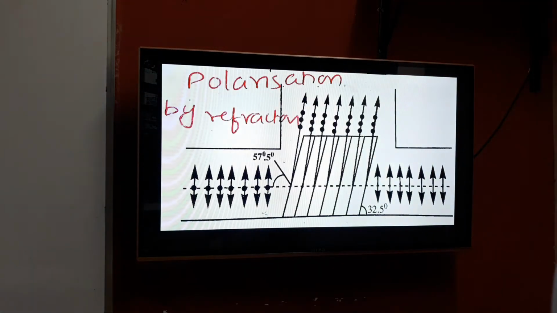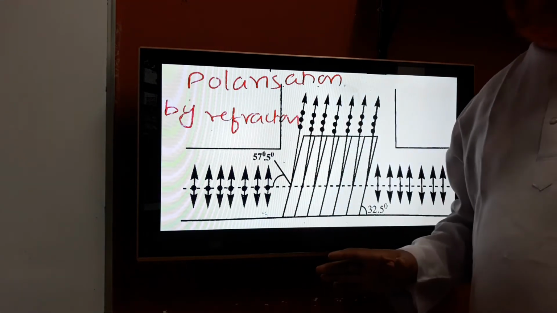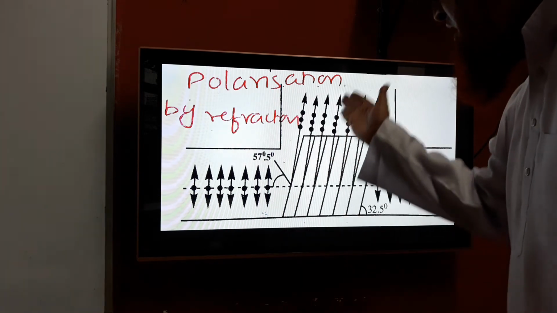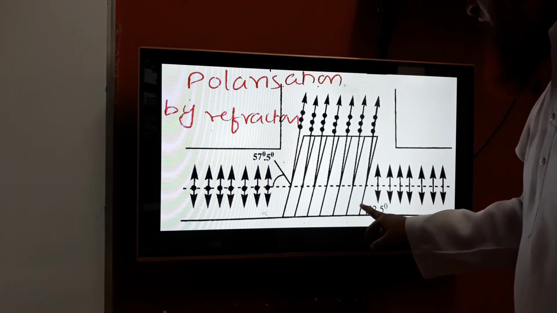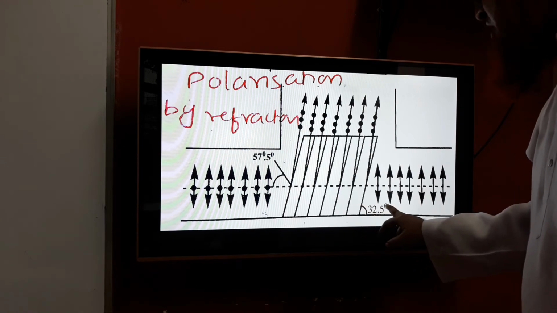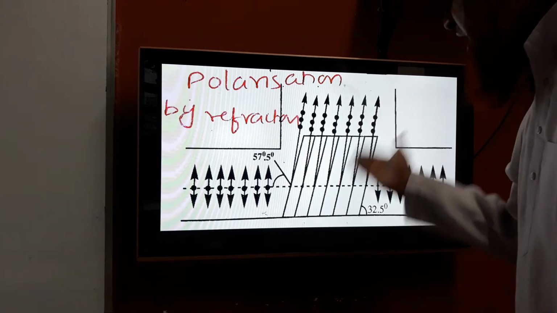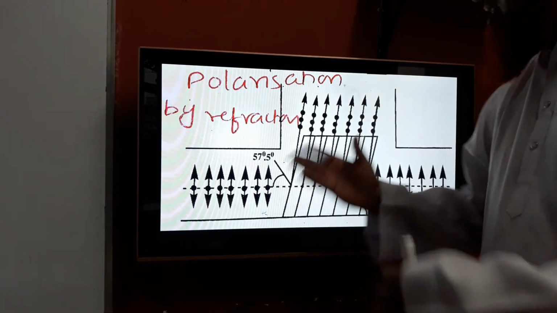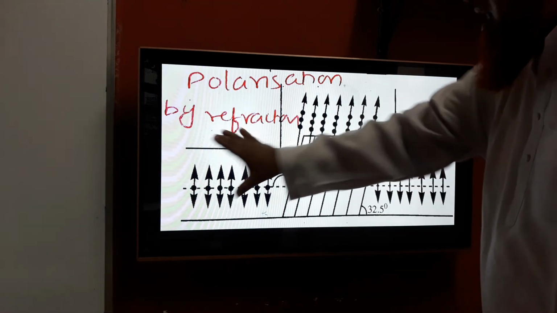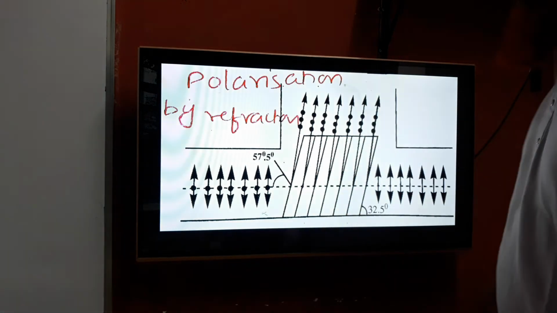Okay, so the next process is polarization by refraction. In this, we take a pile of glass plates which are arranged at a certain angle, 32.5 degrees. They have been arranged in this way. These are said to be a pile of glass plates, with the glass plates placed one above the other. And this is an opening from which the unpolarized light is going to enter.